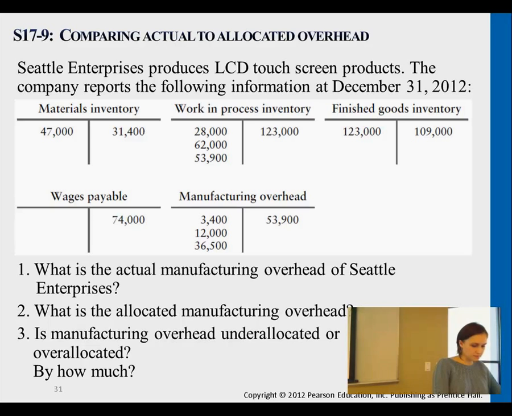So let's see. Our actual manufacturing overhead of Seattle Enterprises. How do we calculate that? It shouldn't take you more than a couple minutes. Try that.